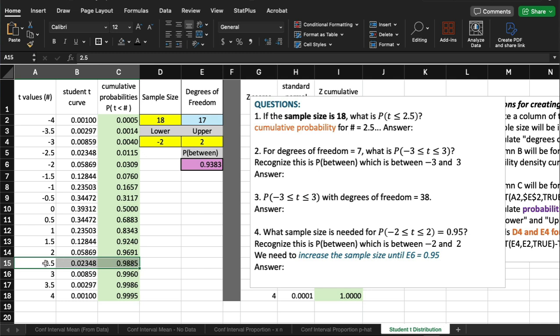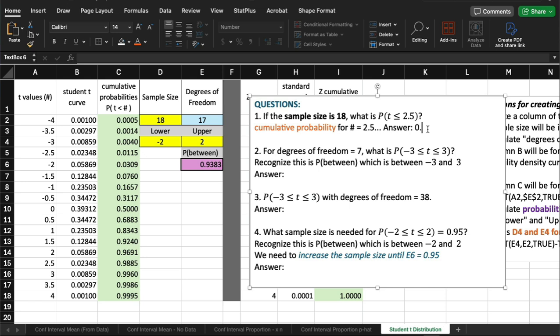Across from the number 2.5, we have a cumulative probability of 0.9885. So our answer to the question is 0.9885. Okay, that's the probability of a t value being less than or equal to 2.5 if the sample size is 18. And it wouldn't matter if that's a less than or a less than or equal to.